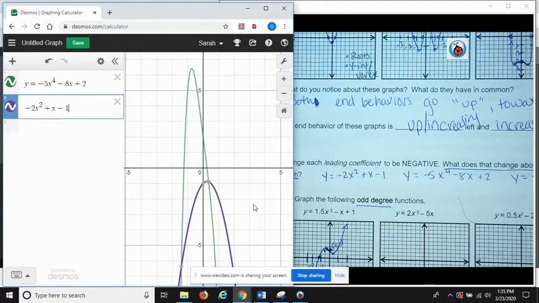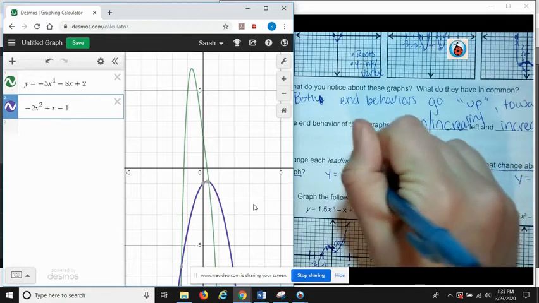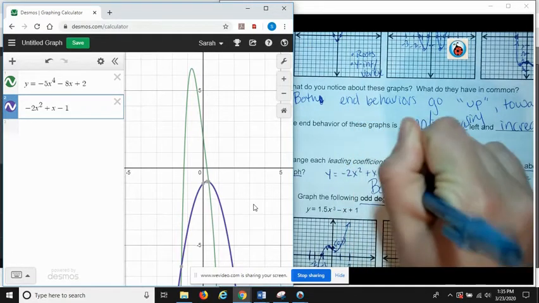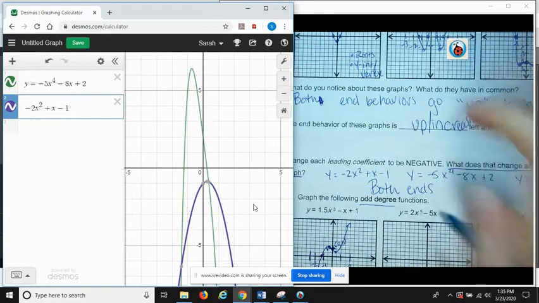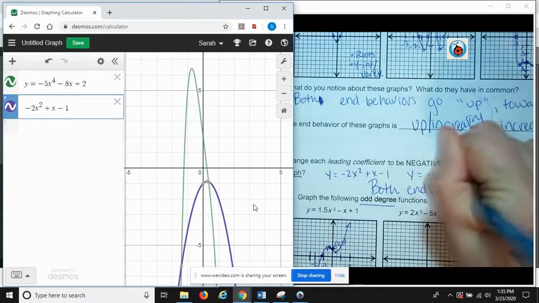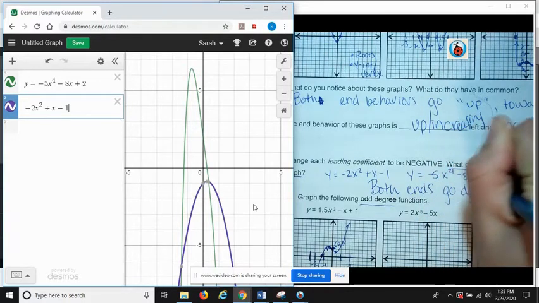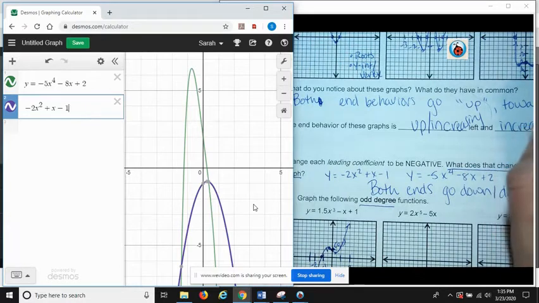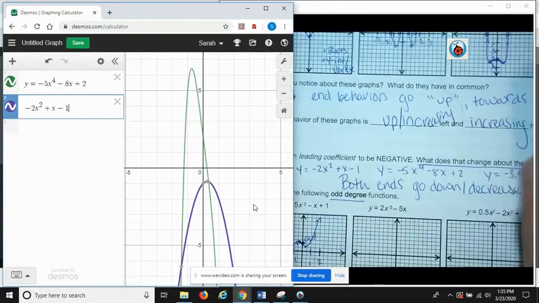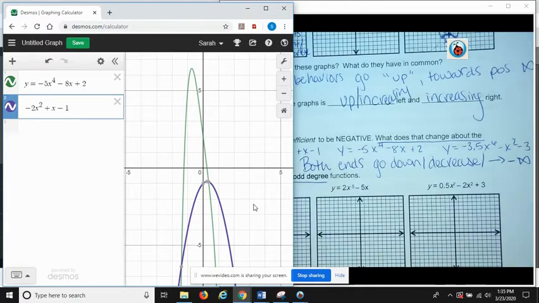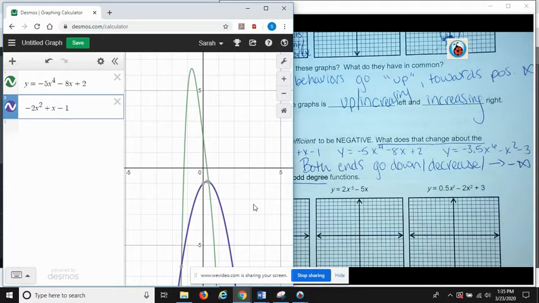So what does this change about the graph? It makes both ends go down, or decrease, or approach negative infinity. Okay, so any of those three things would be totally fine.